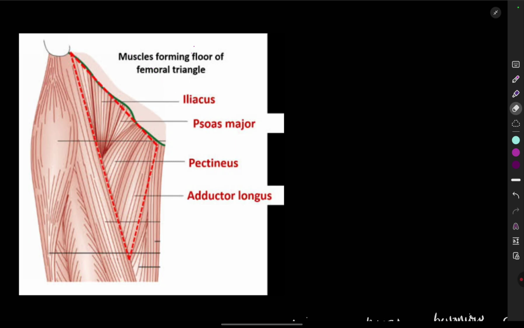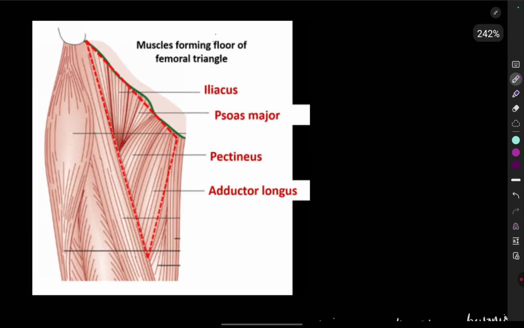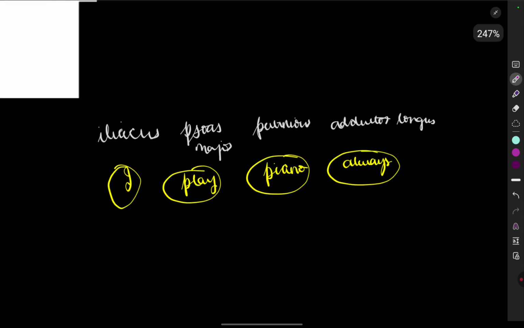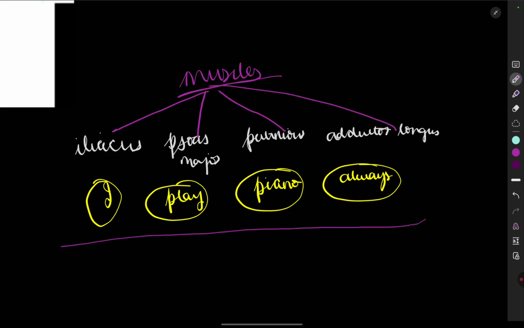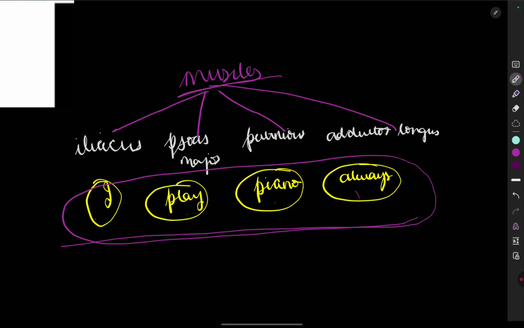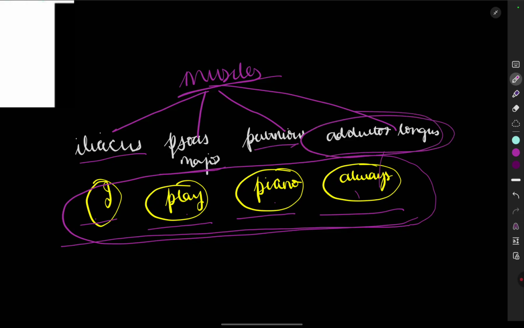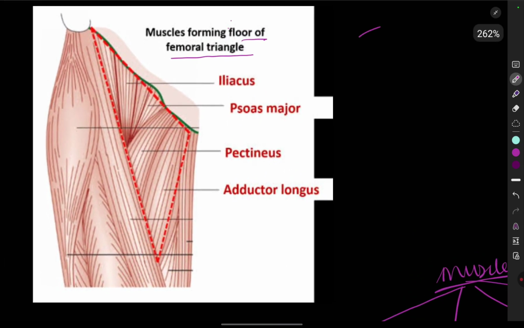Now we are going to see the floor of the femoral triangle. What is the floor formed by? Remember, it is formed by muscles. These are the 4 muscles: 1, 2, 3, and 4. The mnemonic for remembering these muscles is I play piano always. I for iliacus, P for psoas major, P for pectineus, and A for adductor longus muscle. These are the 4 muscles that form the floor of the femoral triangle.